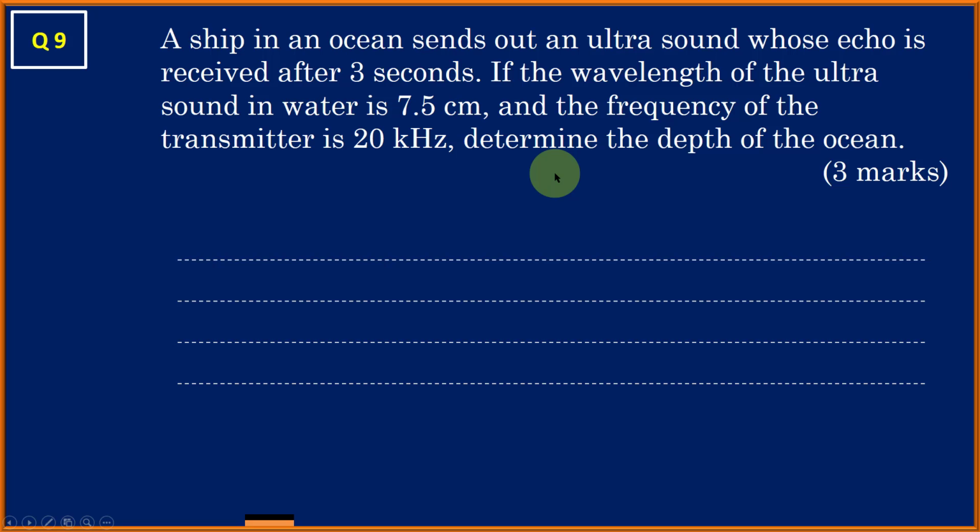This concept is the echo method. If you have this as the boat or the ship, and this is the surface of the ocean, and a signal is produced from there, it goes all the way, strikes the bottom of the ocean, and then it is reflected back and received by a receiver there.